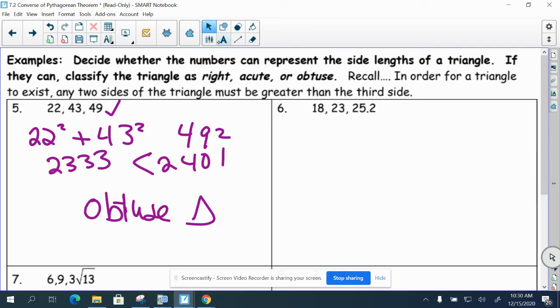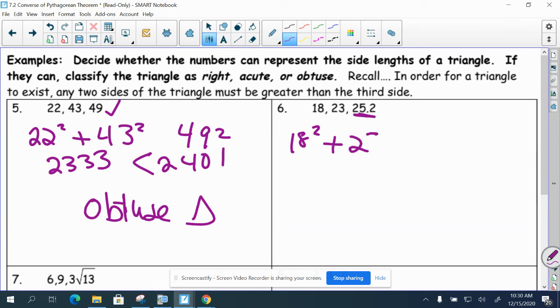All right, so here, check to see if it can make a triangle, and I think yes. So we'll do, this would be your hypotenuse, 18 squared plus 23 squared. How does that relate to, I'm going to leave this blank, 25.2 squared.